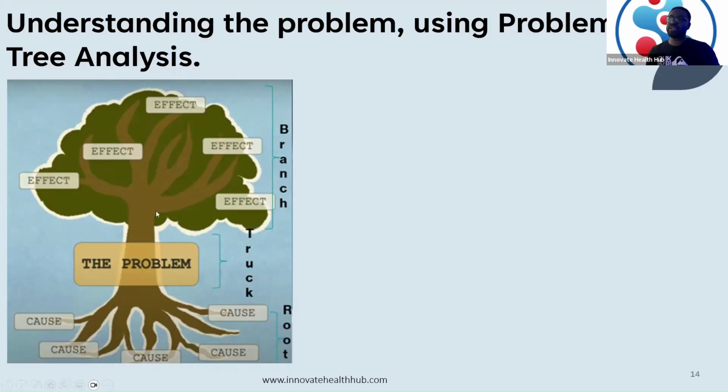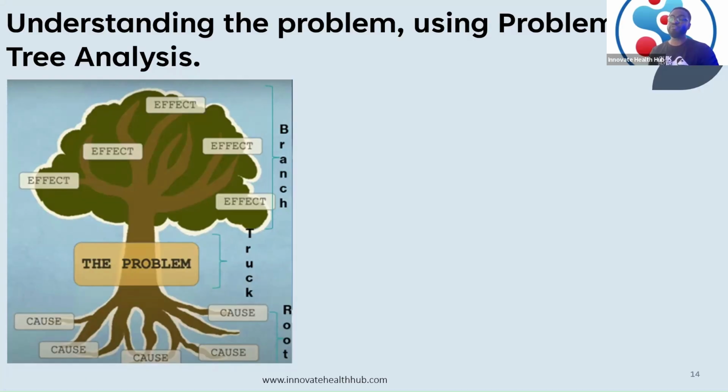This is quite interesting. So let's assume now you have seen a problem. The problem is that maternal mortality is increasing, right? That's your problem. What the problem tree analysis says is that first you have the root, which is the root causes of the problem that you have seen.